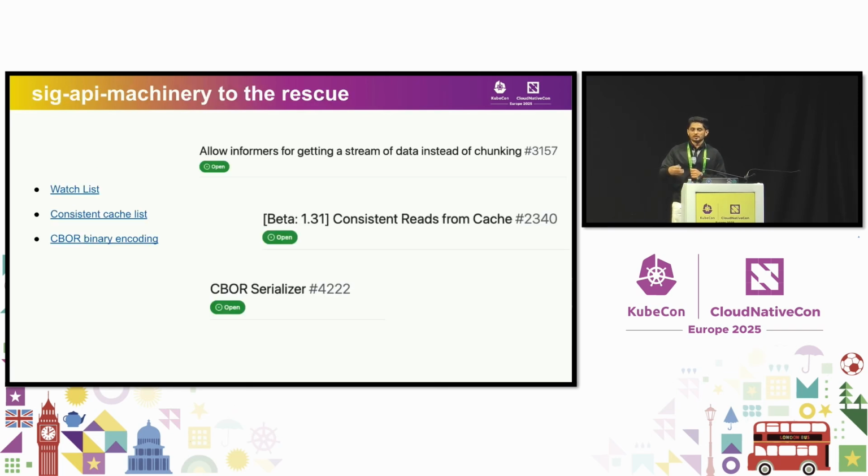Talking about future, the future seems to be very bright on this front. Big shout out to SIG API machinery. There are at least 3 initiatives, and there are much more not listed here, but these are the initiatives that will really, really help scale the control plane in a non-trivial way going forward. So very excited about the new changes coming for the control plane.